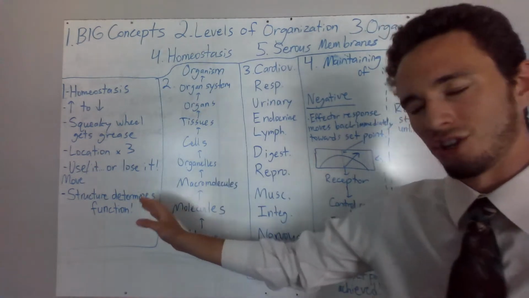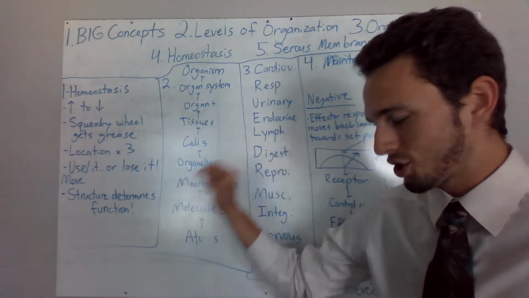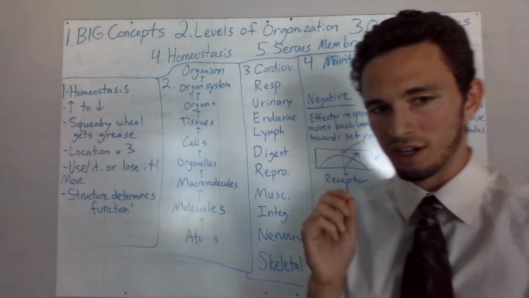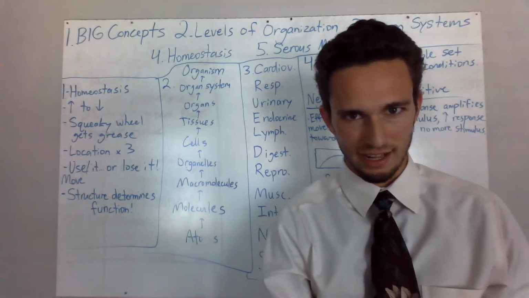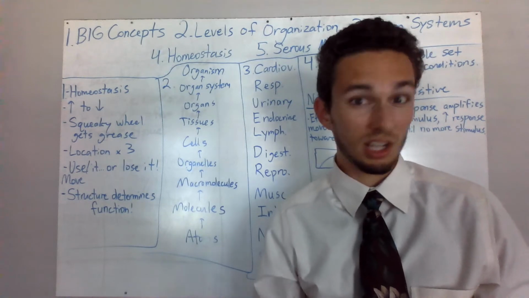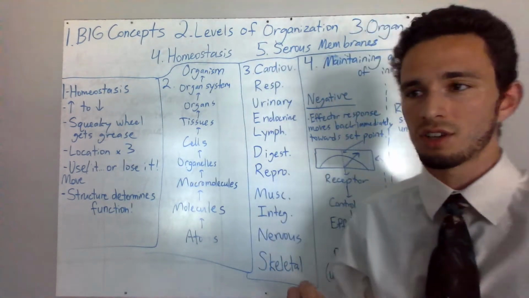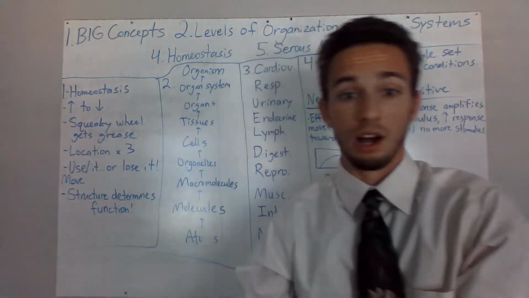And then lastly, I should have started with this one. Structure determines function. If you look at something, you can usually tell what it's meant for based upon what it looks like: the shape, the size, the color, the sharpness, the looseness, the surface area. Those types of things will determine the function of that thing.